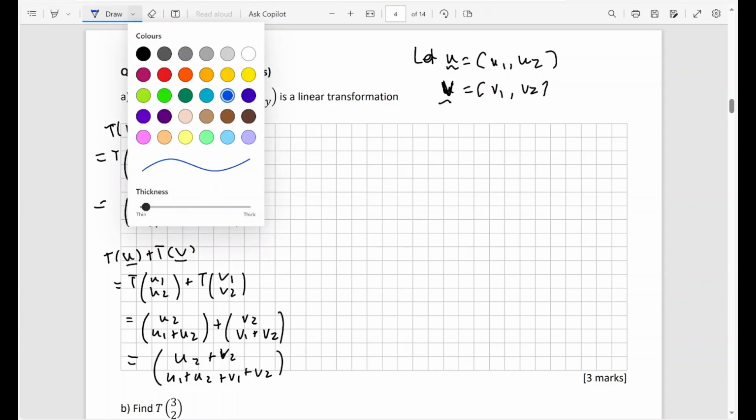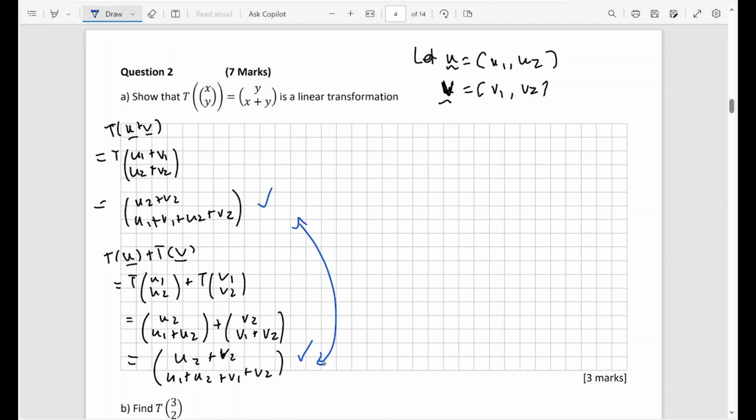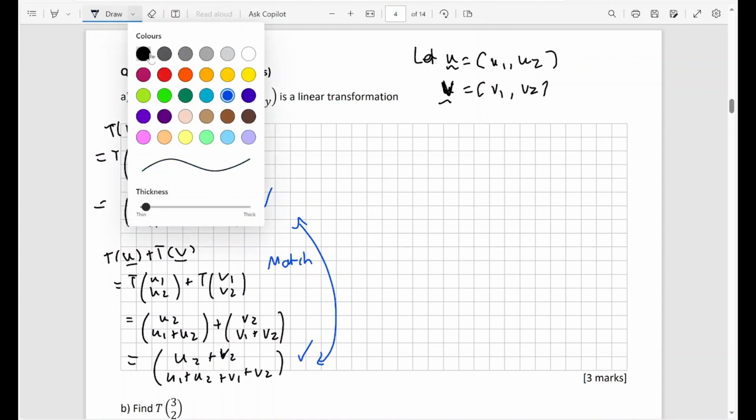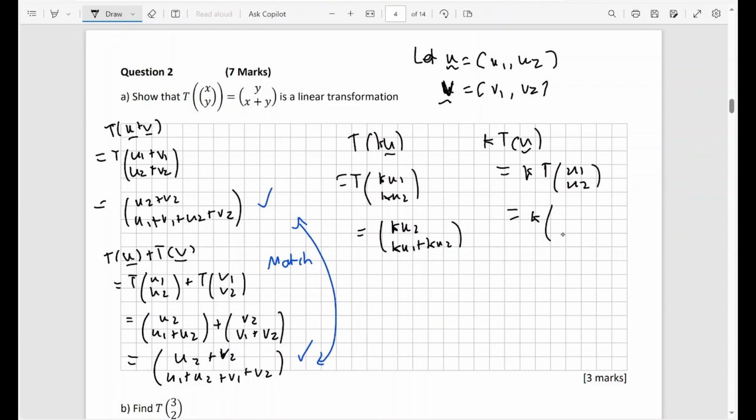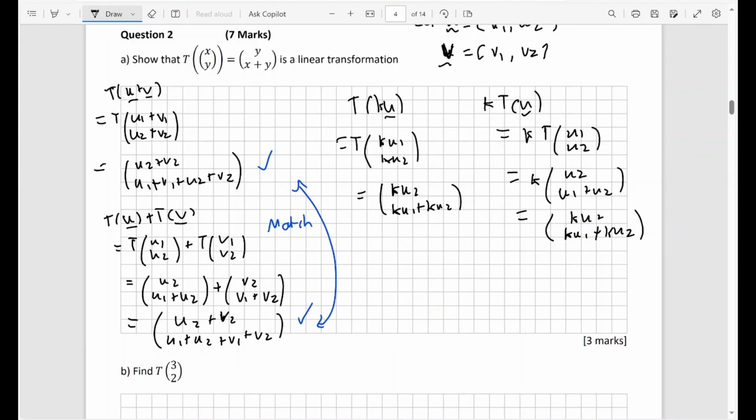Yep, so these things match. Now, T of ku is going to be T of (ku1, ku2), which is ku2 up the top, and it's going to be ku1 plus ku2 down the bottom. K of Tu is k of T(u1, u2), which is k lots of u2 up the top and u1 plus u2 down the bottom, which if you expand the k in, you get ku2 up the top and ku1 plus ku2 down the bottom. Perfect, exactly what we need.